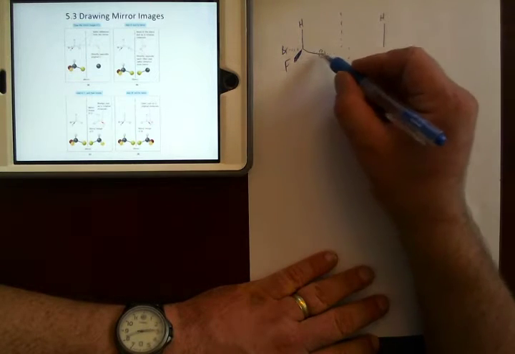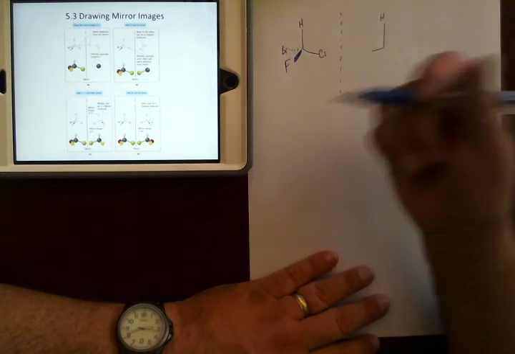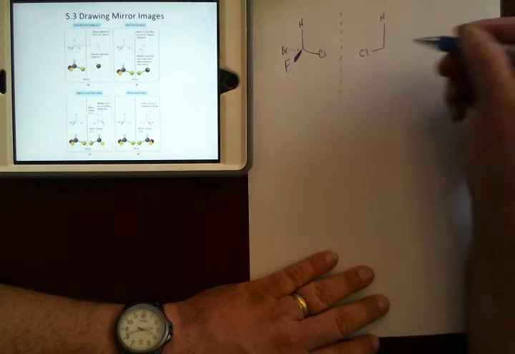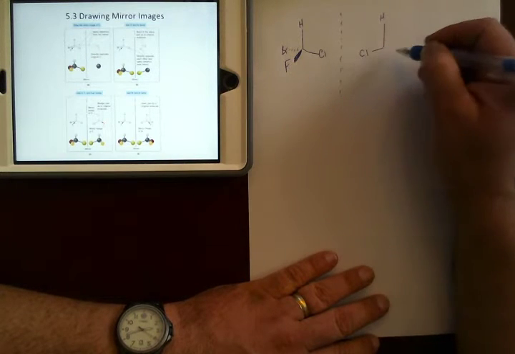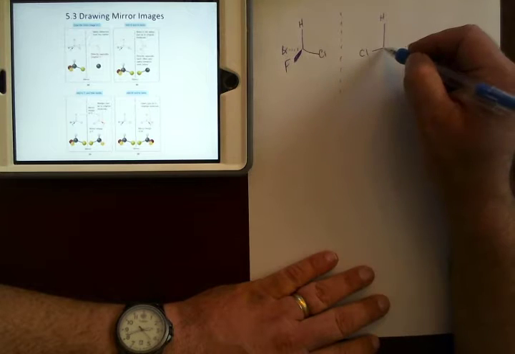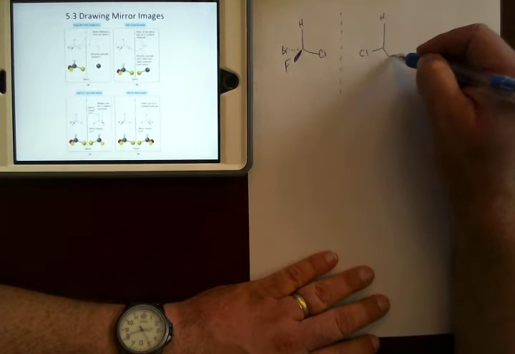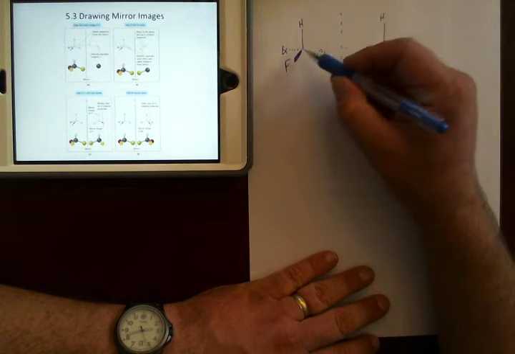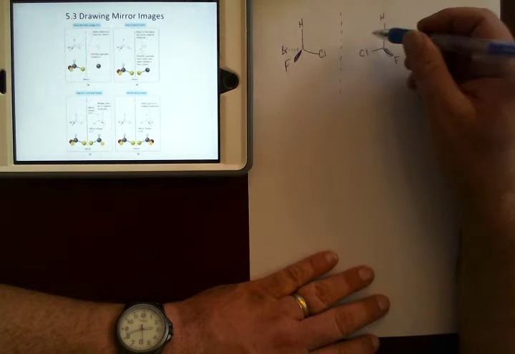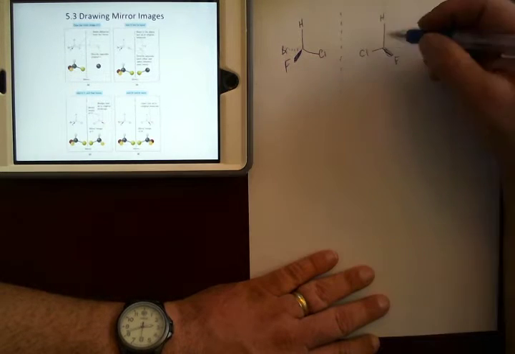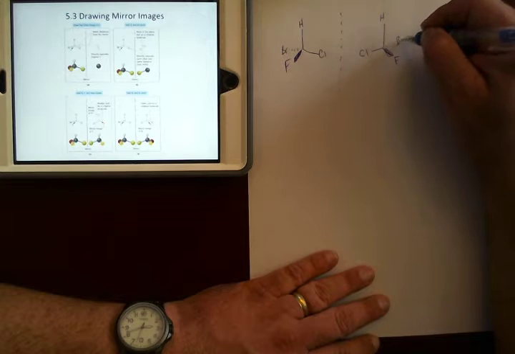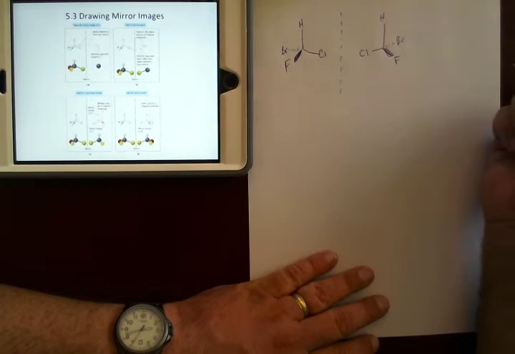Right, so this one is a regular bond pointed right. So now you need a regular bond pointed left. Here you have a wedge pointing left, so you need to have a wedge pointed right. This we have a bromine pointed left, so we need a wedge pointed right. So these are going to be mirror images of each other.